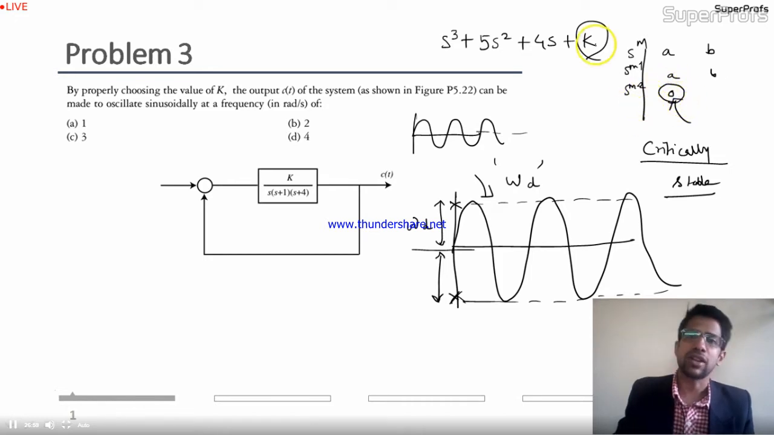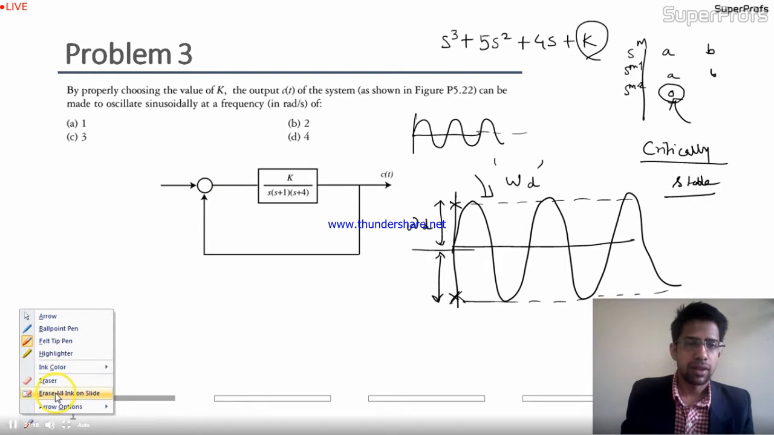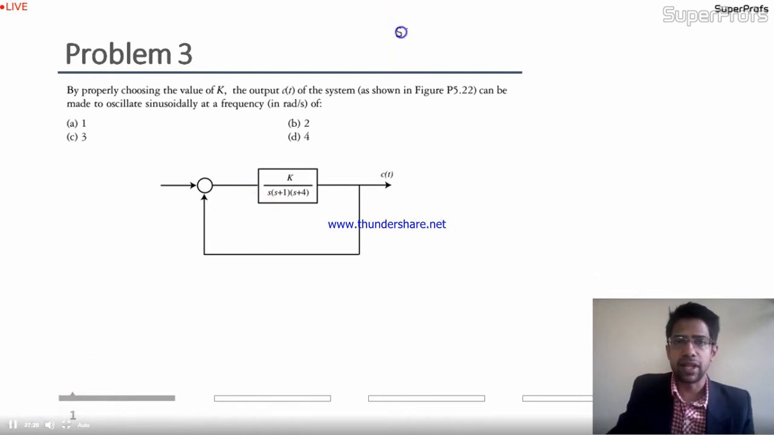And for that k, we will find the roots of this equation, and whatever two complex roots that we get, those complex roots' imaginary part will give us the value of the frequency by which the signal is going to oscillate. Okay. So now let us just write the characteristic equation again and build the Routh array.